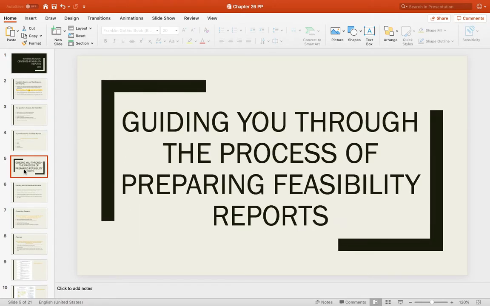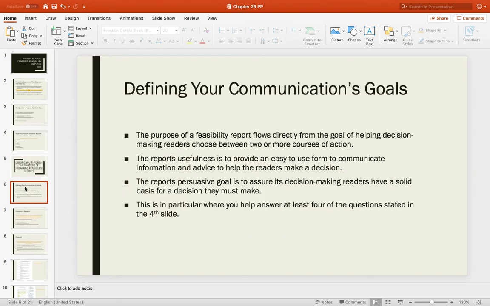So I will be guiding you through the process of preparing feasibility reports. Defining your communications goal. A feasibility report's purpose flows directly from its goal of helping decision-making readers choose between 2 or more courses of action, one of which is usually to continue doing things as they are done now. The report's usefulness goal is to provide, in an easy-to-use form, the information and advice its readers need to make this decision, by identifying the specific way your readers will ask the last 4 questions above.